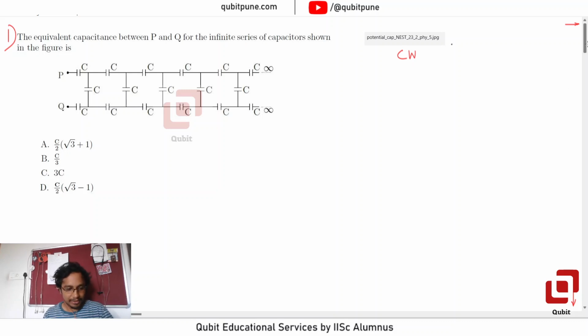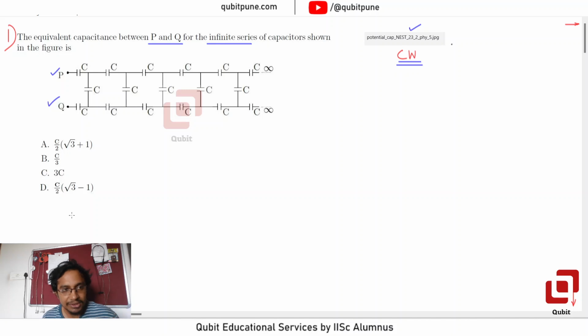So today let us begin by solving a simple problem from NEST 2023 second shift. This is a classwork problem. I want you people to try this out. It says the equivalent capacitance between P and Q for the infinite series of capacitors shown in the figure is C by 2 root 3 plus 1, C by 3, 3C, C by 2 into root of 3 minus 1.